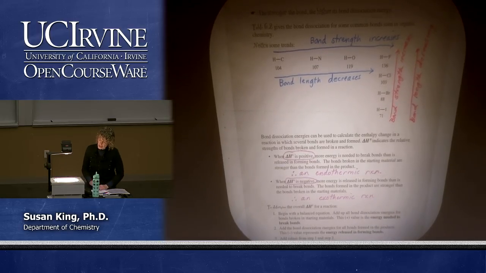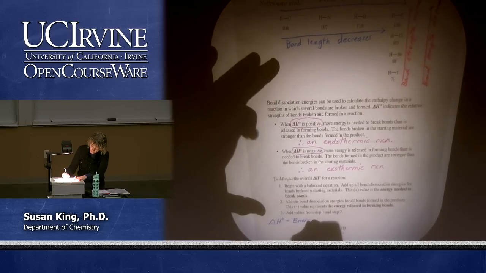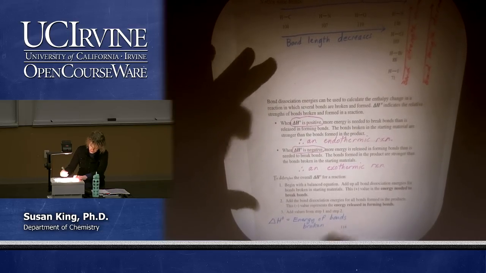So to determine the overall delta H reaction, begin with the balanced equation. Add up all the bond dissociation energy for bonds broken. This plus value is the energy needed to break bonds. We always have to put in energy to break bonds. Then we're going to add up all the bonds formed, and that will be a negative value because we always release energy when we form bonds. And then we're just going to add the two together. So delta H naught, energy of bonds broken, that's going to be a positive value, right?